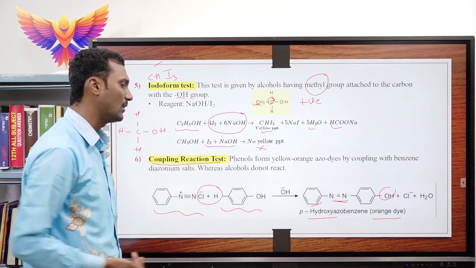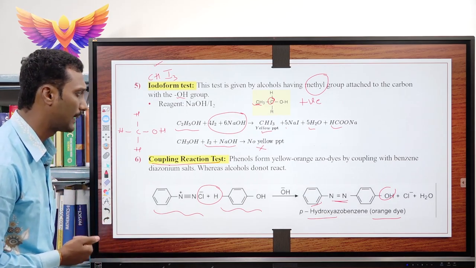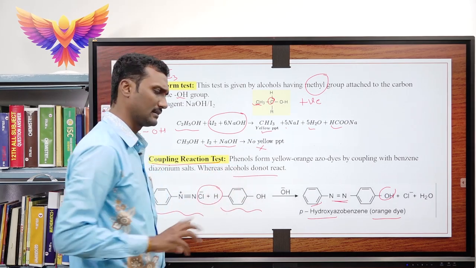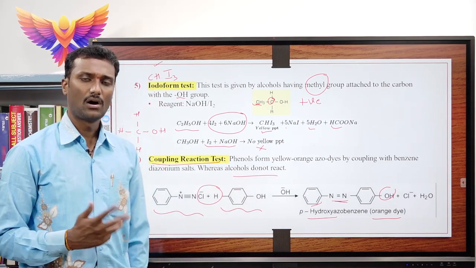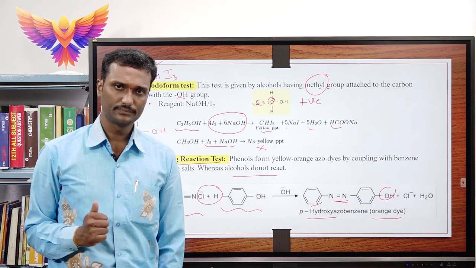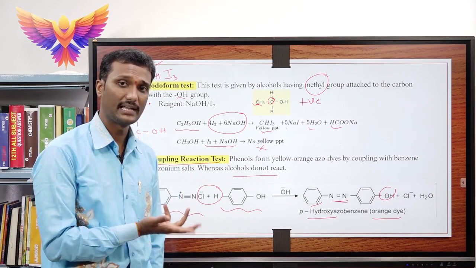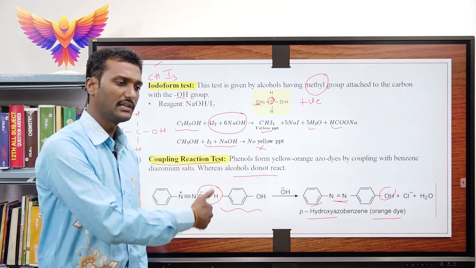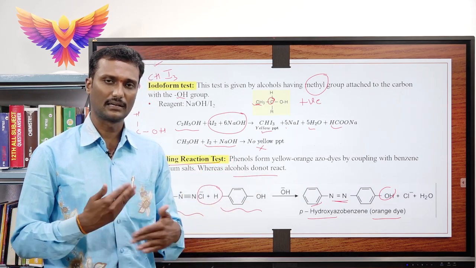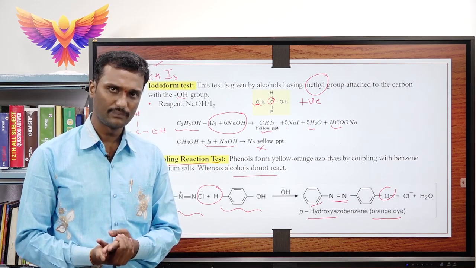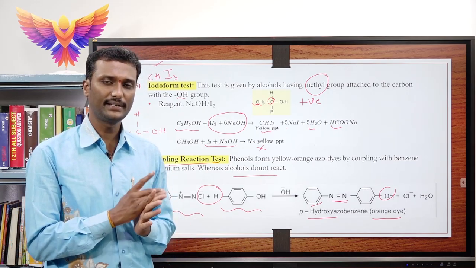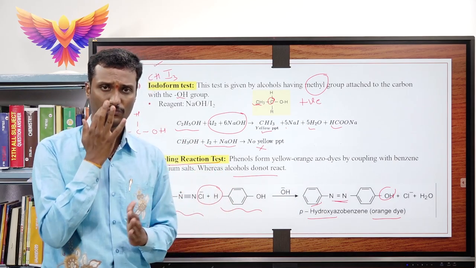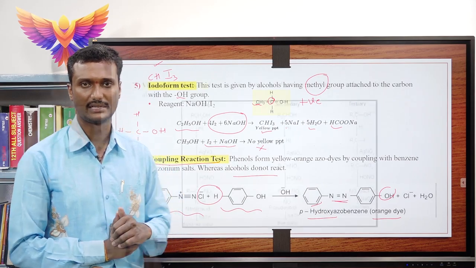The phenol forms yellow-orange azo dyes by coupling with benzene diazonium salts, whereas alcohols do not react. Why? Because alcohol is less acidic than phenol. As simple as that, because we had a litmus test. From that litmus test, phenol turns blue litmus to red. So in that way, just try to link and understand how the reactions are giving different products, and on what basis we are studying.